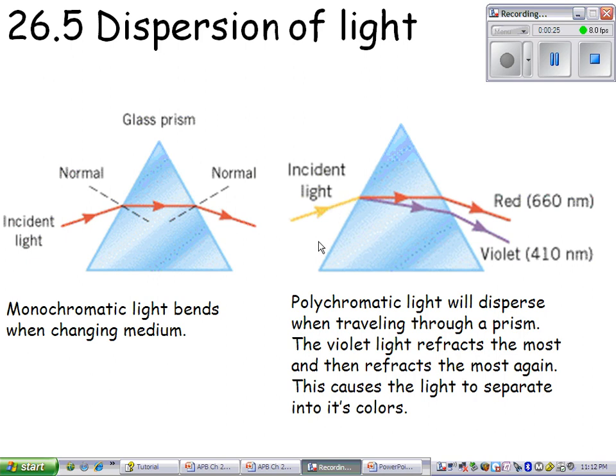But now we're going to look at polychromatic light, which will disperse when it is sent through a prism. The white light comes in, and the red light, which has a wavelength of 660 nanometers, will bend less than the violet light, which has a wavelength of 410 nanometers. And then when it comes out of the prism, it'll bend again, and so this downward bending, the refraction of the light, causes the light rays to separate.